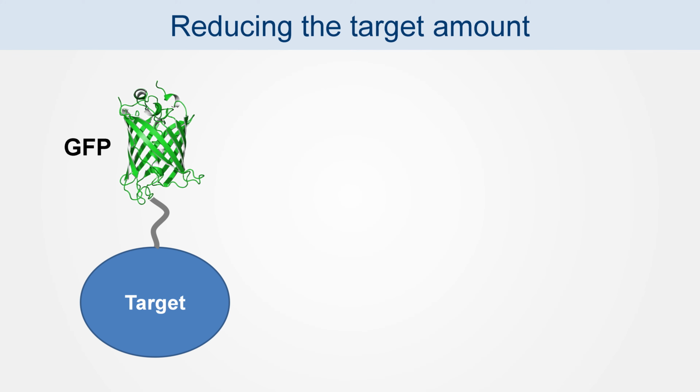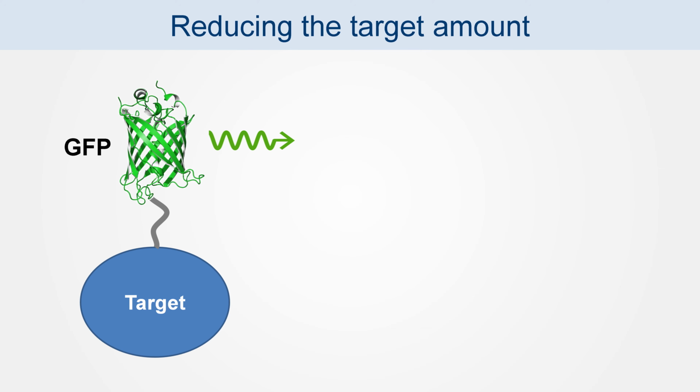The second thing we can do is to reduce the amount of target. This is doable, but it can be a lot of work because it can involve changing the technology. For example, oftentimes we use GFP as a fluorescent label for our proteins. This has some very good properties, as you know, but the emission intensity is quite low for GFP, meaning we often need a lot of protein to see a signal.